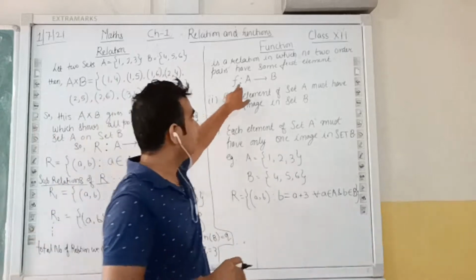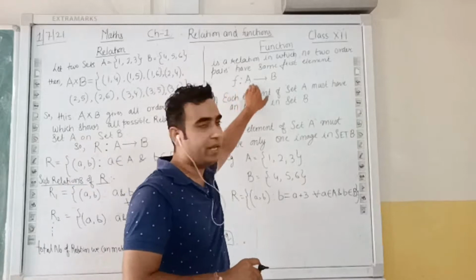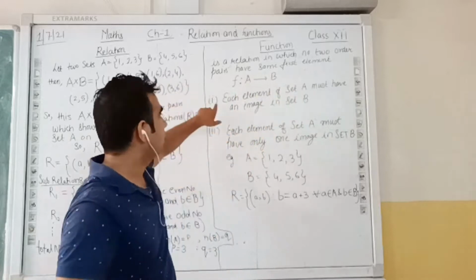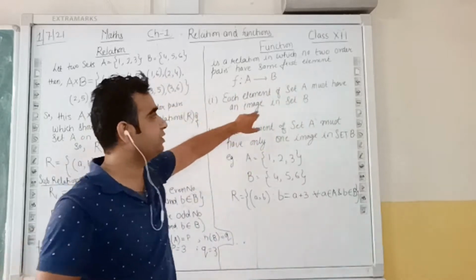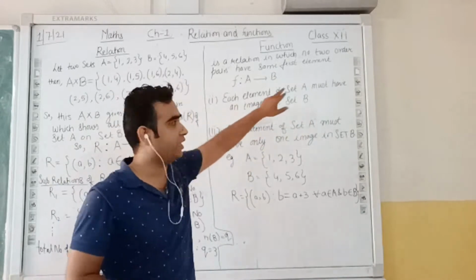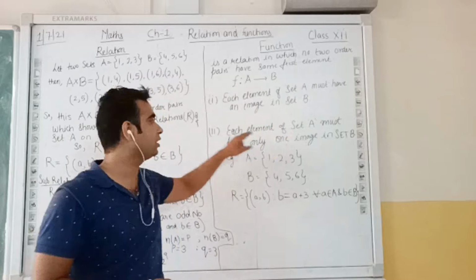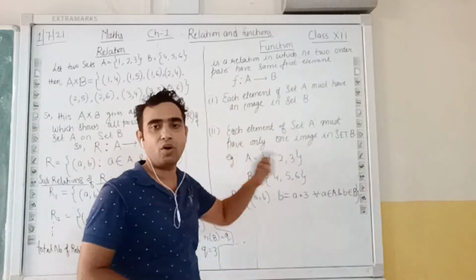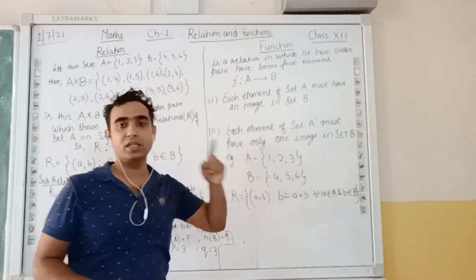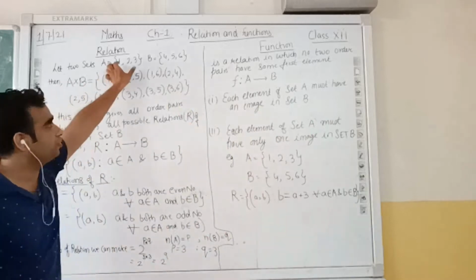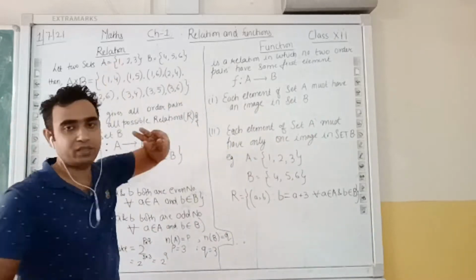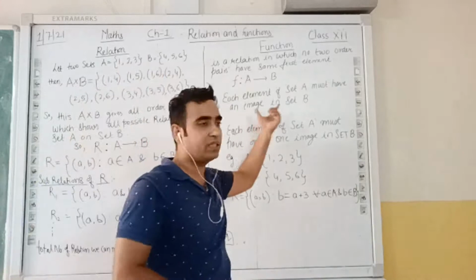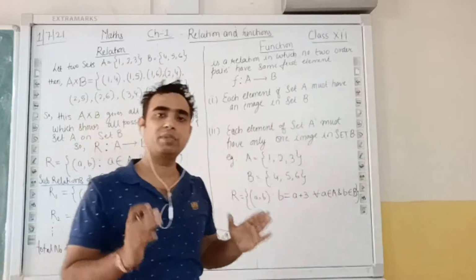Okay, now the function we can represent in the form of f from A to B. That means the function is a relation from A to B. Each element of the set A must have an image in the set B. Now, the second condition for the function is that each element of set A must have only one image in set B. First condition was that every element of set A, which are 1, 2 and 3, these 3 elements, must have some image in set B. Okay, so the first condition tells us that every element of set A must make an image in set B.